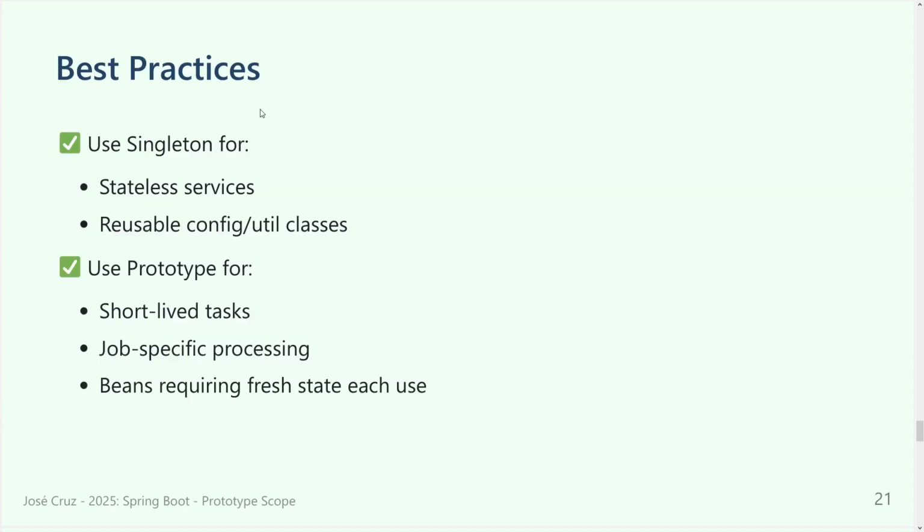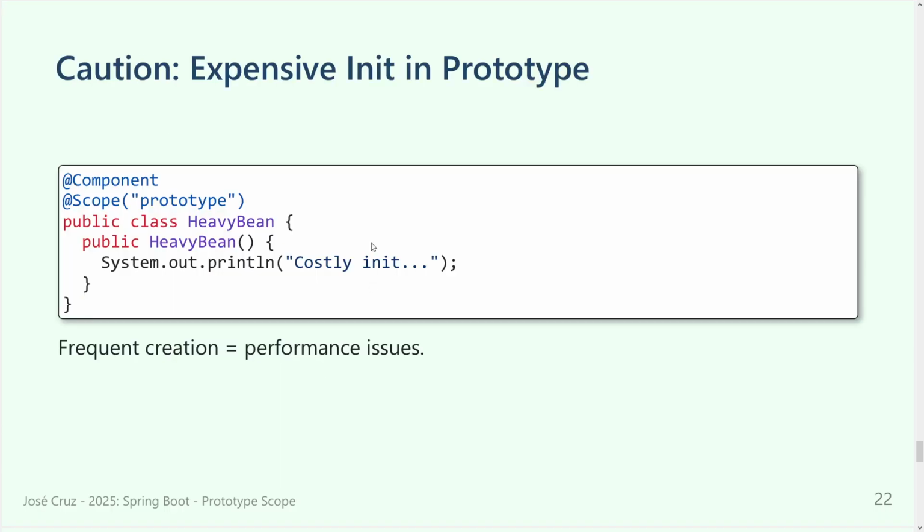So best practices: use Singleton for stateless services, reusable. Prototype for short-lived tasks. Remember that it occupies a lot of memory. Job-specific processing, beans requiring fresh state in each use. Some caution: expensive units in prototype.